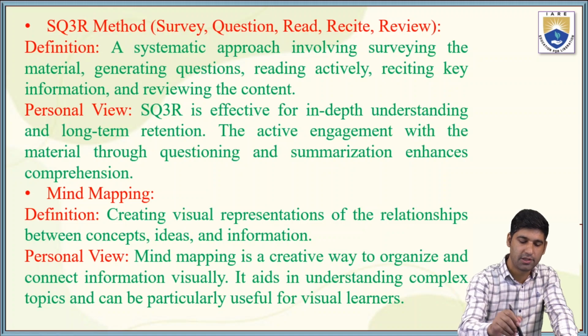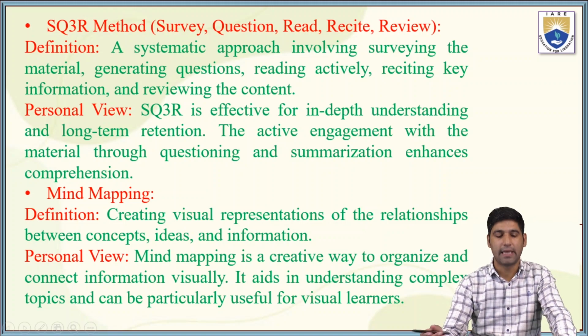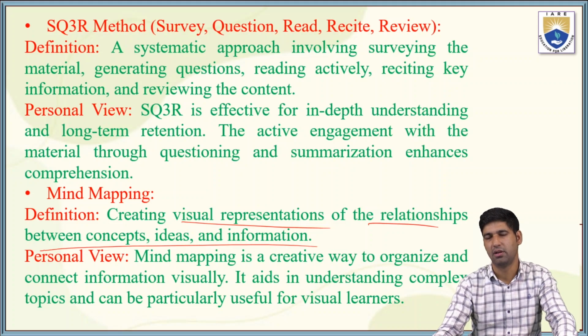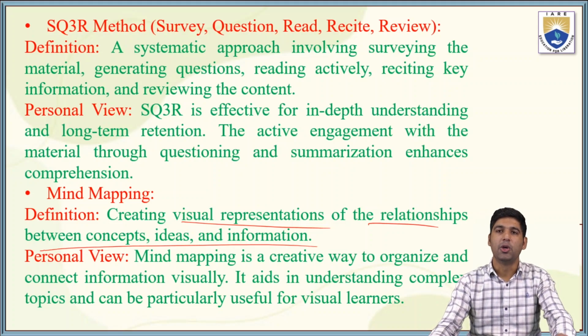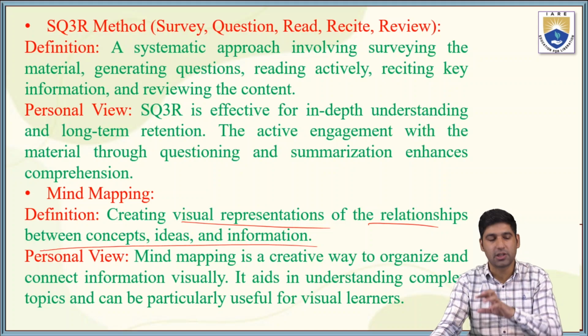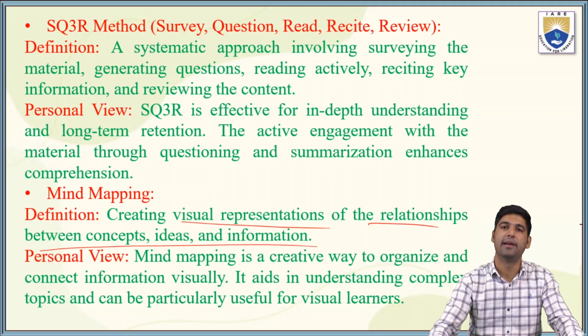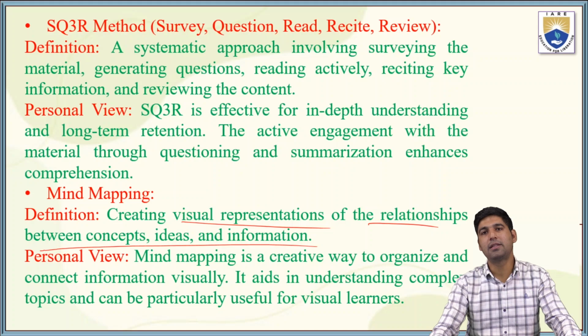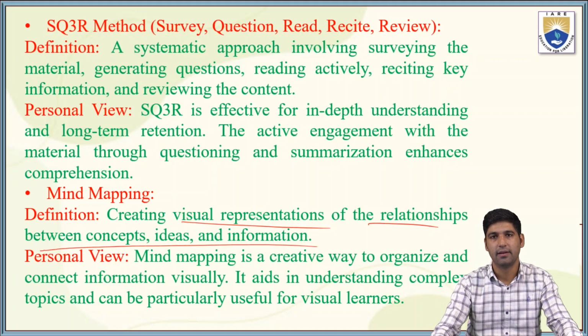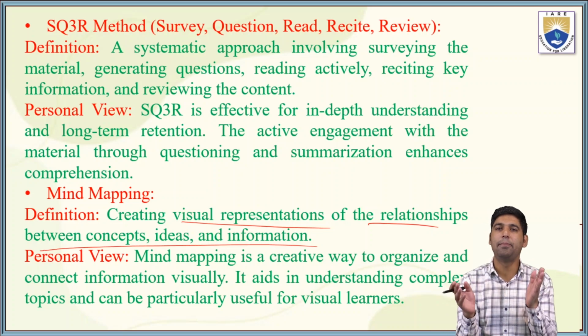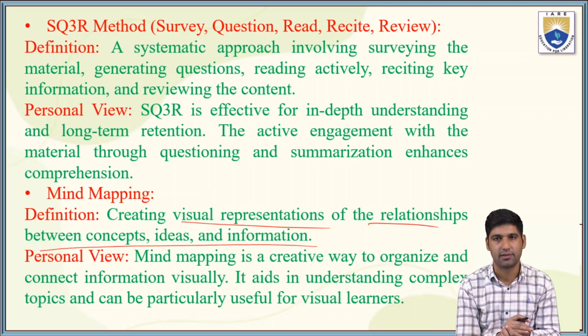Then we have the next point. That's mind mapping. Another technique is mind mapping. What's mind mapping? It's creating visual representation of the relationships between concepts, ideas, and information. One more type of reading is this. You are creating visual representations of the ideas, information, emotions, feelings, which are encoded in a written text. So this is another strategy of reading. By creating this visual representation of the ideas, you become able to retain the information and comprehend the text.